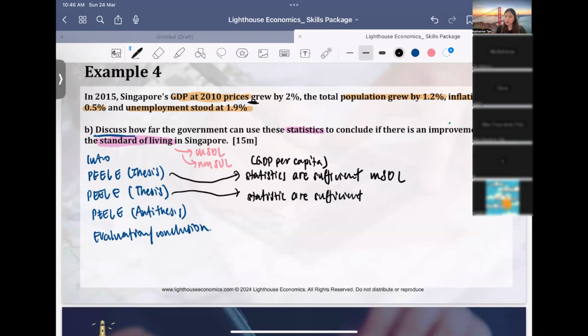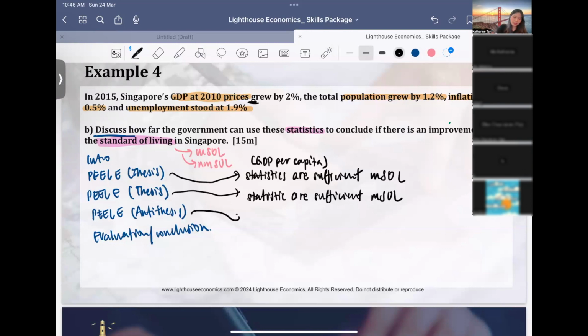If, let's say, you talk about unemployment, for material, you can say it is sufficient in telling me something about material standard of living, because unemployment influences income, purchasing power, and hence material standard of living. But you can also say that unemployment is sufficient for telling me non-material, because higher unemployment means people are more stressed about looking for a job, and higher crime rates in the country. So that's non-material. It's up to you whether you want to say material or non-material standard of living.